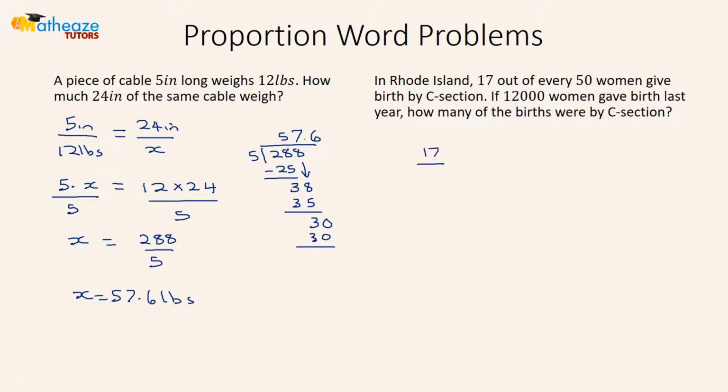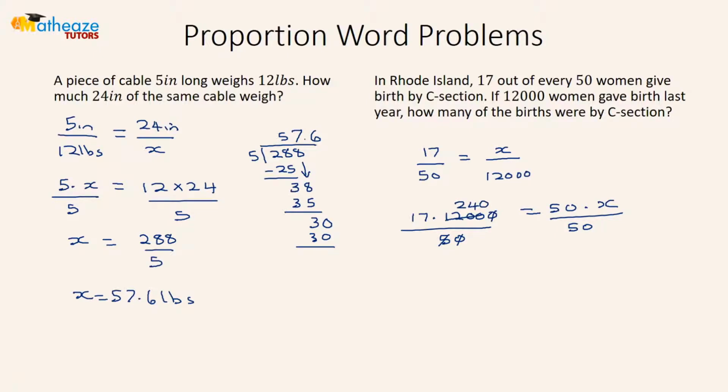So in Rhode Island, 17 out of every 50 women give birth by C-section. If 12,000 women gave birth last year, how many of the births were by C-section? So we want to find C-section out of 12,000. So we're going to do our cross product again. So 17 multiplied by 12,000 is equal to 50 multiplied by x. We're going to divide by 50.